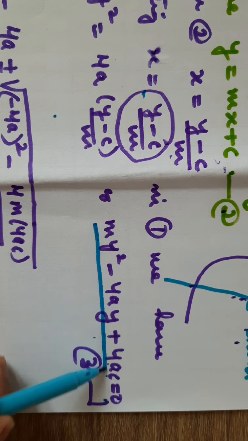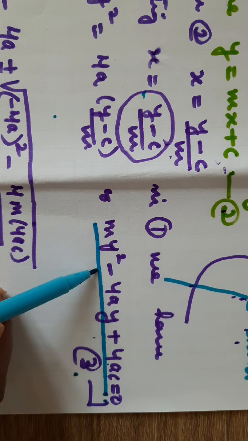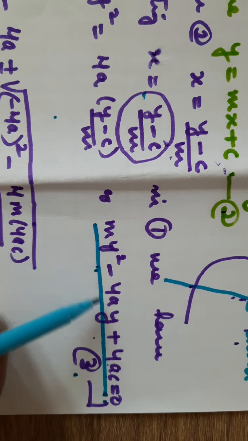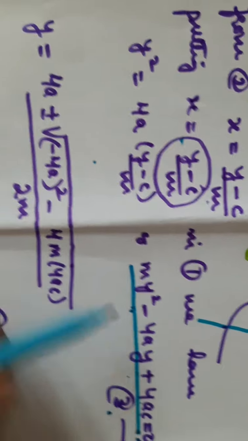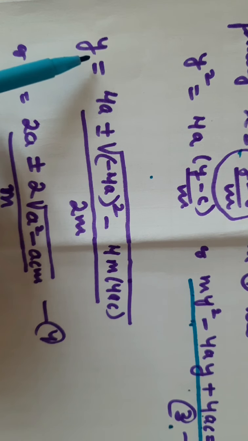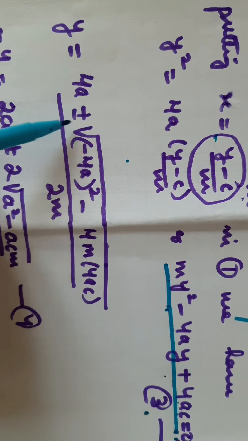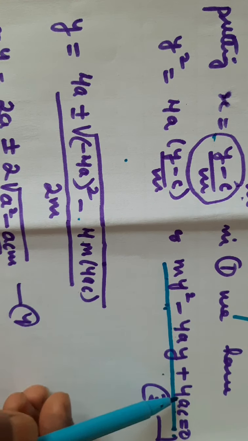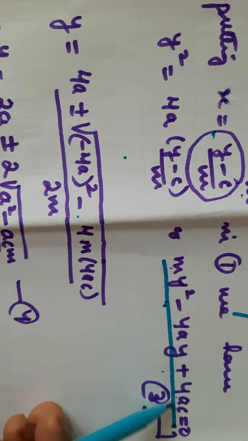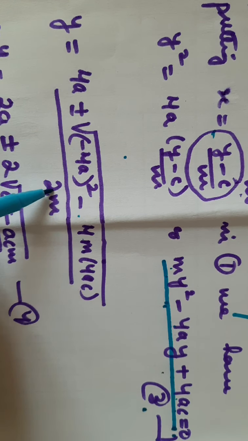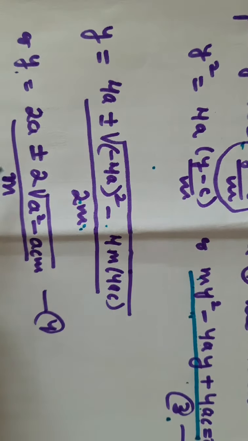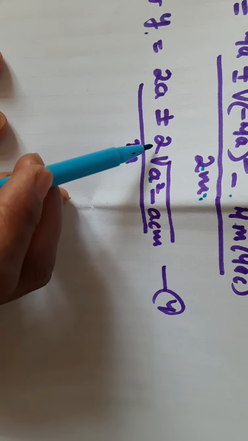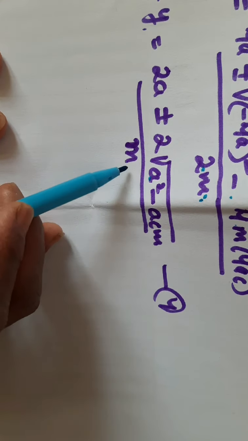Now what we notice from equation 3 is that it represents a quadratic equation in terms of y, so there will be two roots or two solutions. You can find the roots by using the formula. So y is equal to 4a plus or minus square root of, what is b here, it is minus 4a the whole square, minus 4ac, where a is m and c is this 4ac here, all divided by 2a, which is 2m. On simplifying this, you'll see that y is equal to 2a plus or minus 2 times the square root of a square minus acm, divided by m.